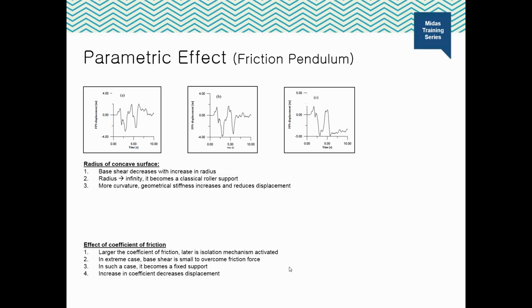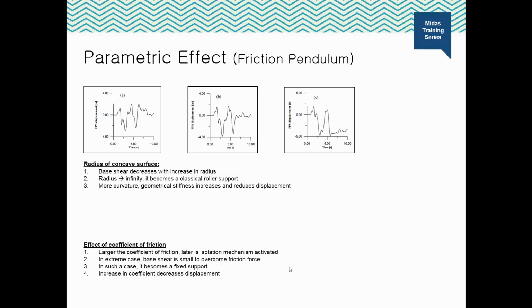Now let us see some parametric effects for the friction pendulum, that is, how the radius of the concave surface and how the coefficient of friction will affect the behavior of the system. First thing that we should understand about the radius is that as the radius of the surface increases, the base shear that is generated at the base will decrease.